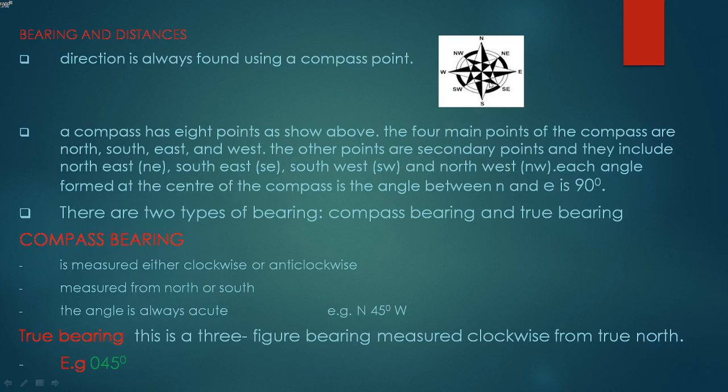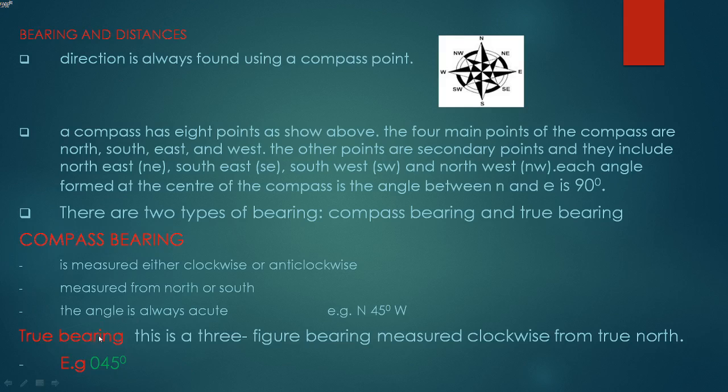The angle that is formed for a compass bearing is always acute. So we cannot have, for instance, an example here is north 45 degrees west. We can't have north 110 degrees west. That is a 3-digit figure, that is not acute, and therefore that is not a compass bearing. A compass bearing should be less than 90, 89 and below.